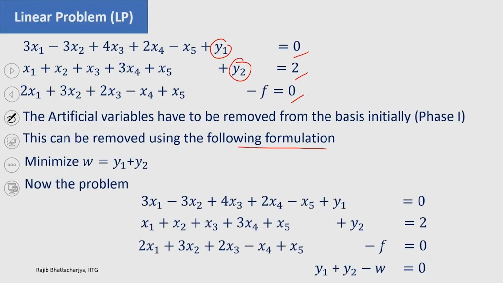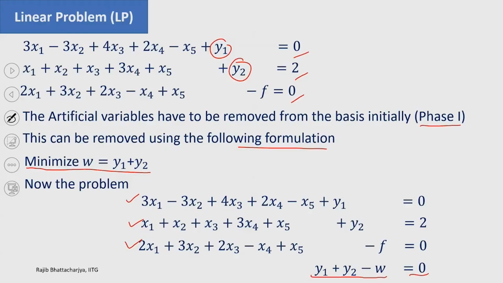So, we will have one formulation initially. We call it phase 1. So, in phase 1, what is the objective? The objective is I would like to remove y1 and y2. Therefore, I am writing a different optimization formulation, where initially I would like to minimize w, which is equal to y1 plus y2. So, this is the objective function. If I put it here, this is my first equation, this is second equation, the third one is the original objective function, and the fourth one is the phase 1 objective function, that is y1 plus y2 minus w equal to 0.